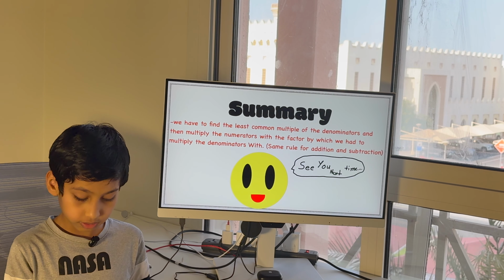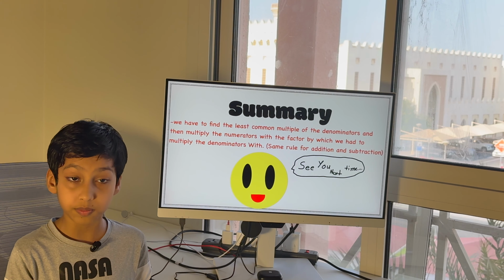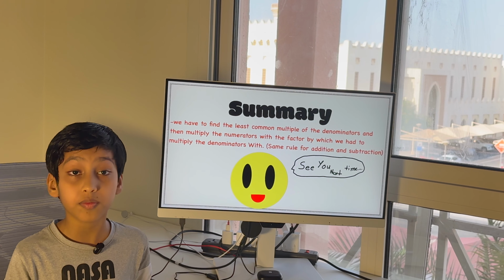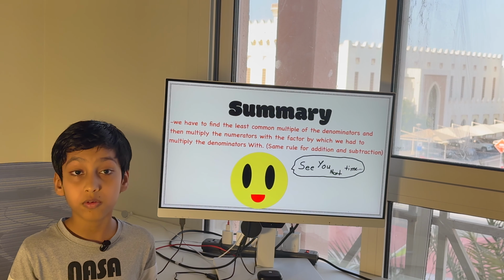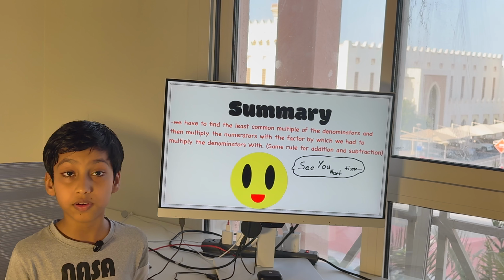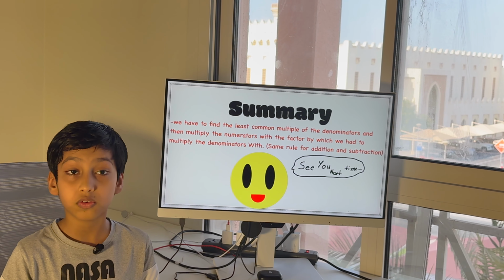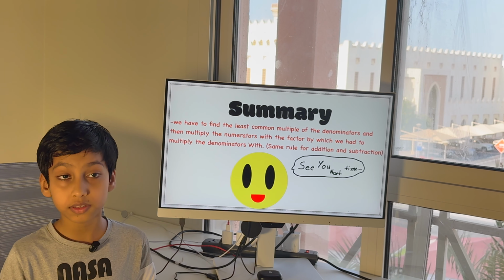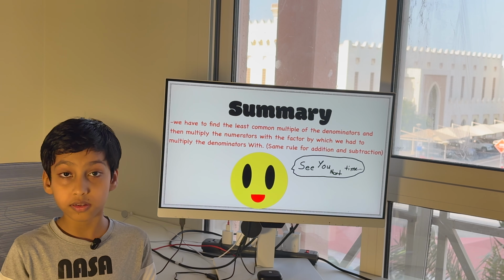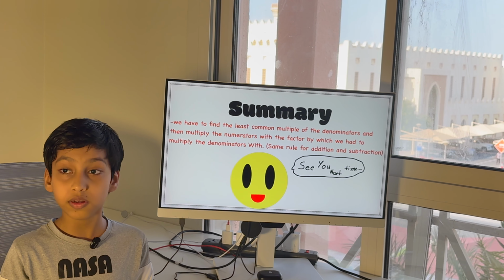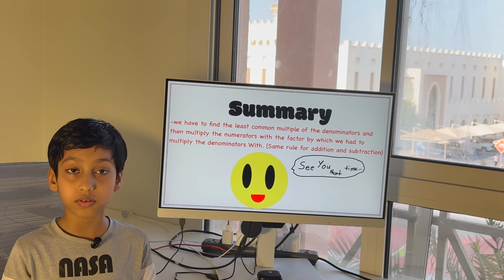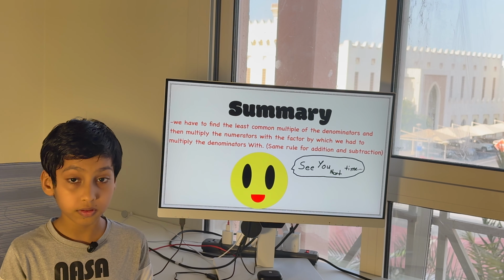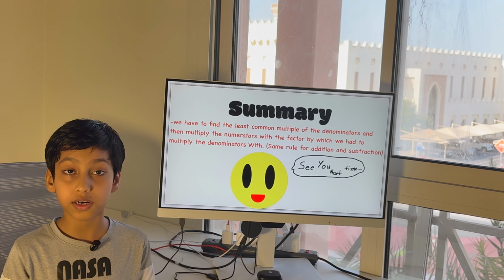So we have learned that we have to find the least common multiple of the denominators whenever we are adding or subtracting fractions, and then we also have to change the numerator according to the denominator, and then we just have to add them the usual way, which is we just have to add the numerators together and leave the denominator at the common denominator. So that's how to add and subtract fractions.